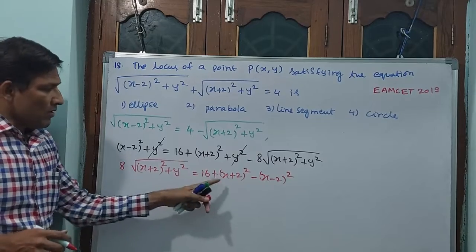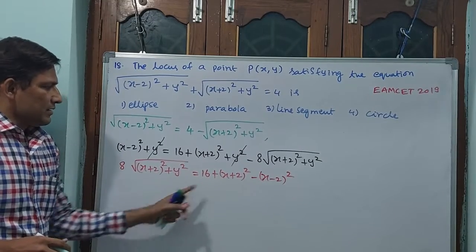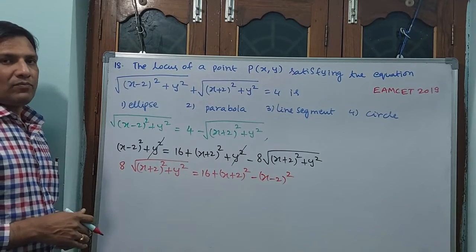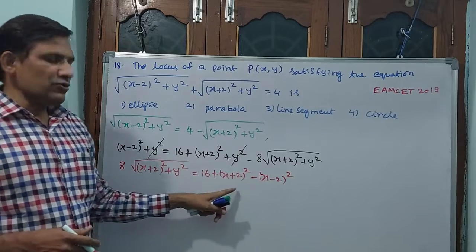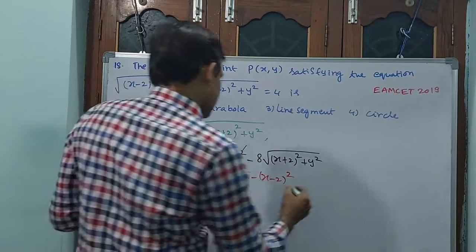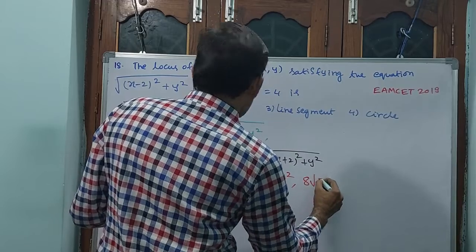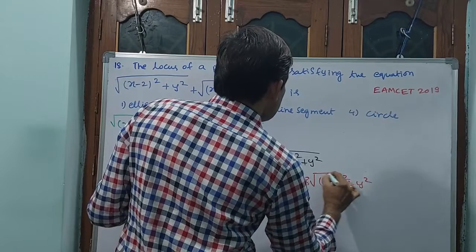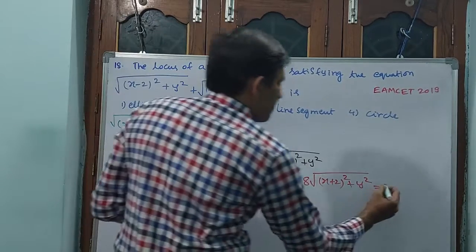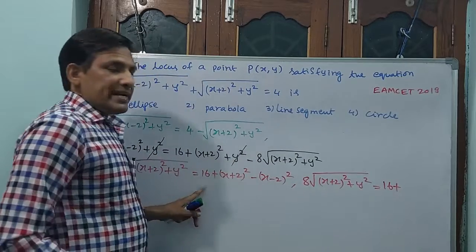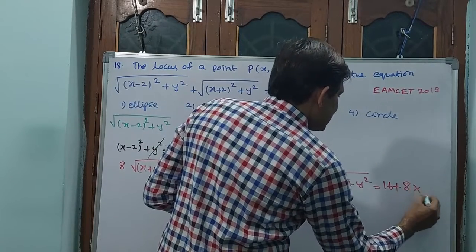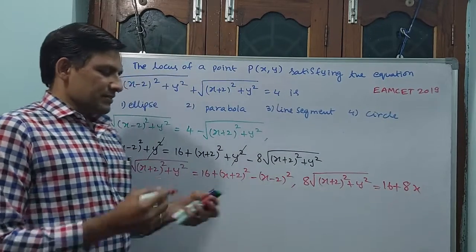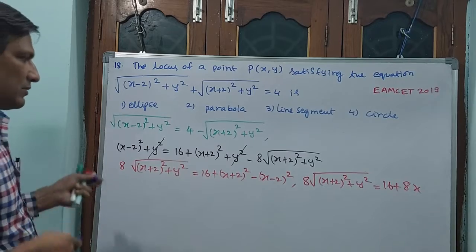You see, this is okay. But what about this? a plus b whole square minus a minus b whole square is 4ab. 4 into x into 2 is 8x. Write down. The 8 times the square root of x plus 2 whole square plus y square is equal to 16 like this only plus 8x. 4ab means 8x. Okay, see, if you take 8 common, 2 plus x, this 8 is also going to get cancelled.